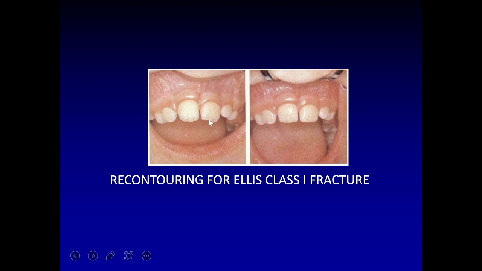If you find a fracture like this, you can either build it with a flowable composite or a proper composite. If it's even smaller, you can just reshape this area, you can recontour it. If it's in primary teeth, again do the same thing because you cannot leave a sharp edge, as the child may bite the lip and it's going to hurt a lot more. So this is the simplest of tooth fractures. Class 1, only enamel fracture.